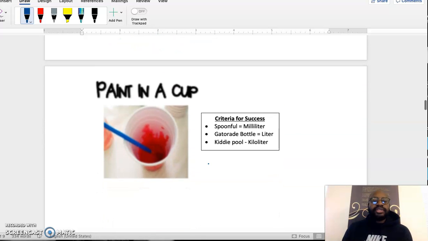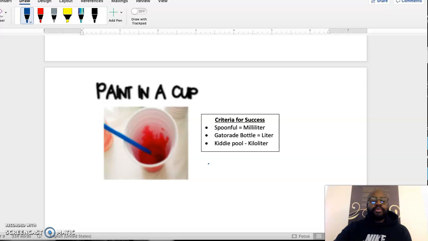Paint in a cup, same thing. If I'm pouring something inside of a cup, I know it can't be a kiloliter, that's too much. A Gatorade bottle is also too much. A spoonful or a milliliter is right because that way I can pour in the liquid without it flowing over the cup and making a mess. So I'm going to put milliliter for paint in a cup.